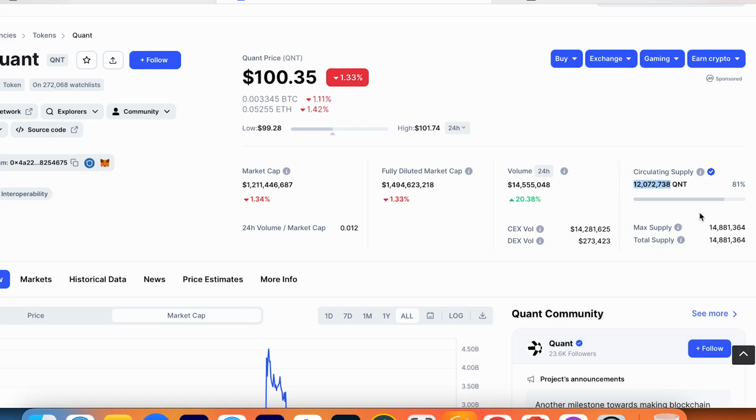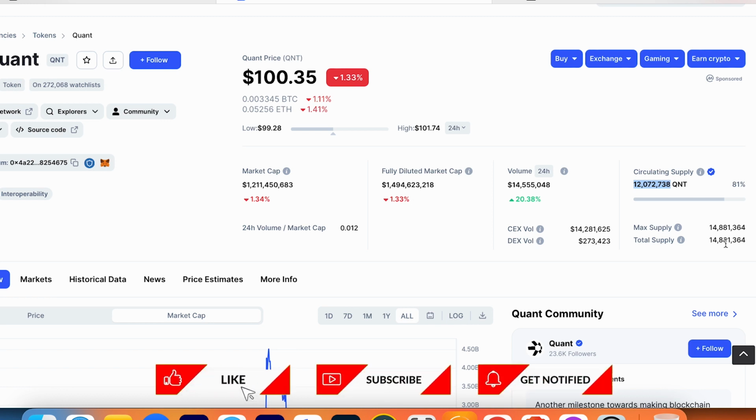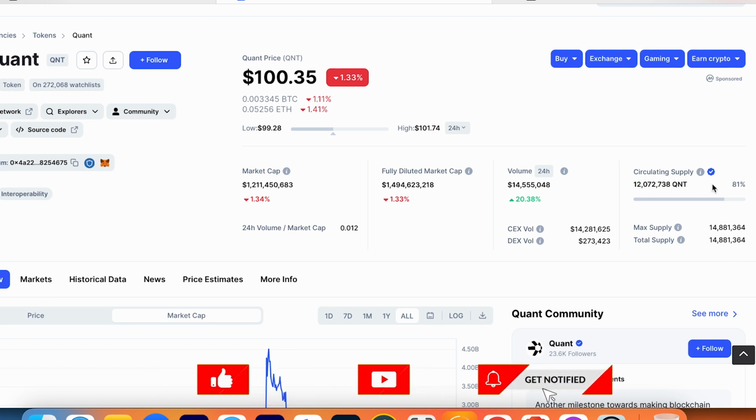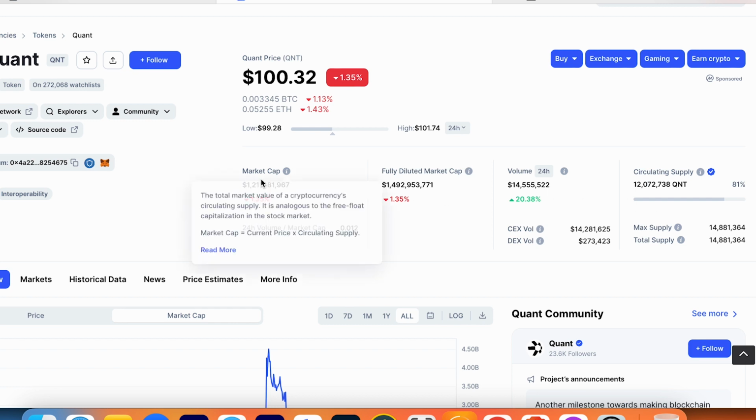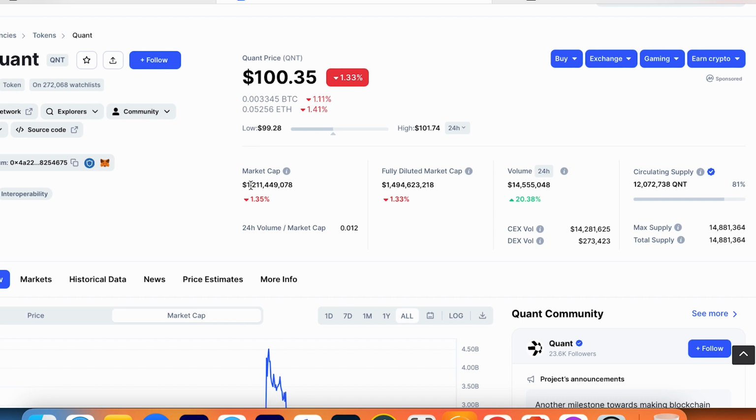Total supply and maximum supply is 14,881,000, 81% coins in circulation supply. So it looks really good, only 12 million coins circulation supply. Price now it's 100. Market cap now at this current moment over than 1 billion.